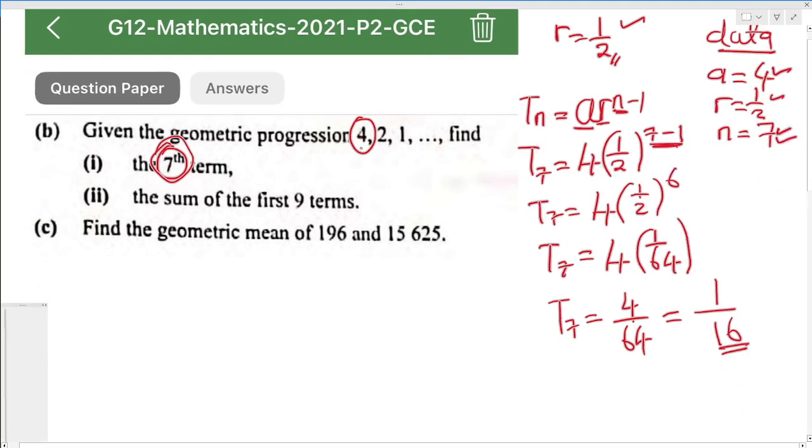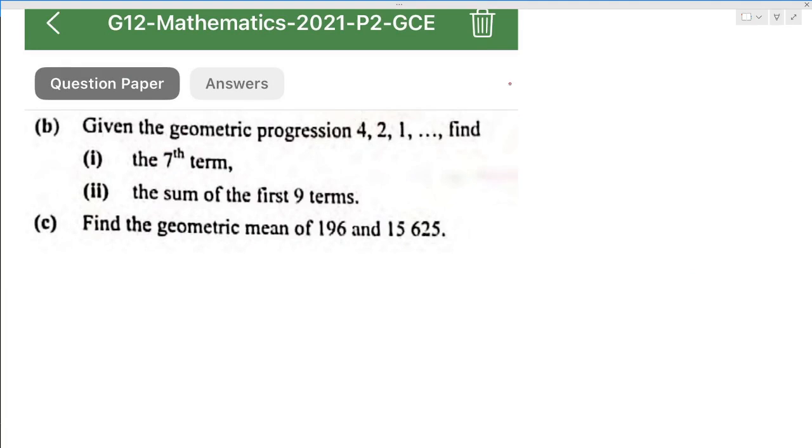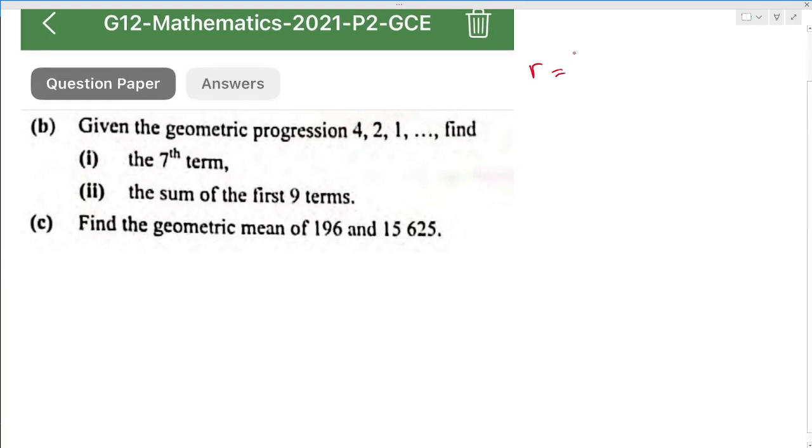So let's remember our common ratio is 1 over 2. Okay, let me just connect my power pack. The battery seems to be dying. So unless one is disrupted, just give me a minute.